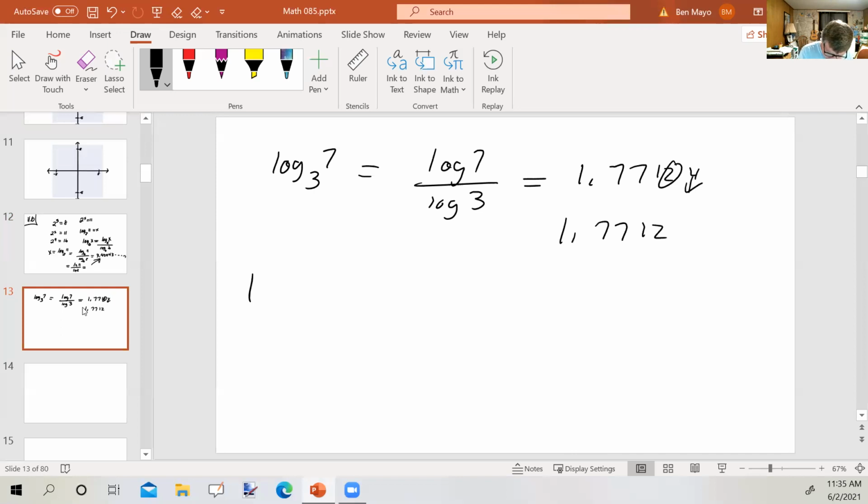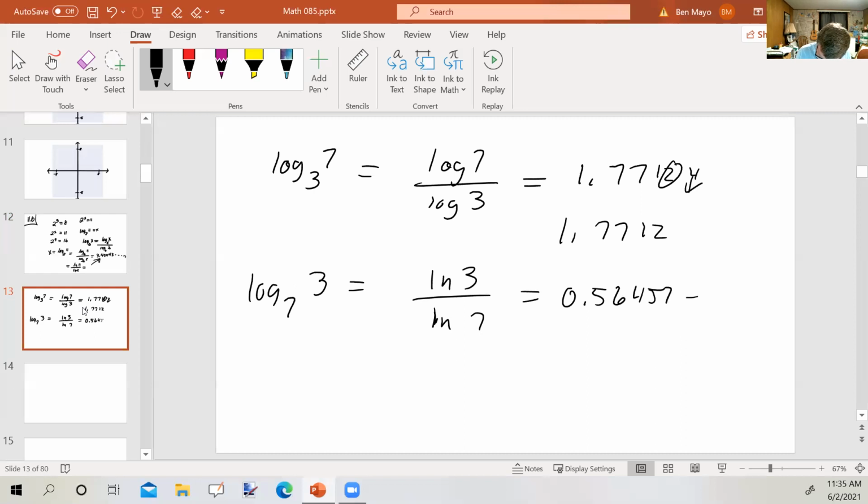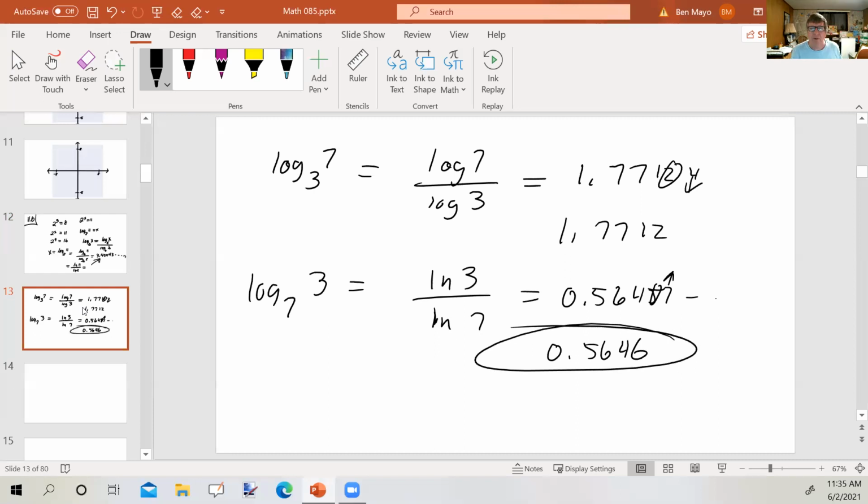How about log base 7 of 3? Well, this time let's use natural log. So we'd have the natural log of 3 over the natural log of 7. And the natural log of 3 divided by the natural log of 7, we get 0.56457, etc. Rounding at the 5, the 7 would round up, 0.5646. Okay. So that's how you use the change of base formula.